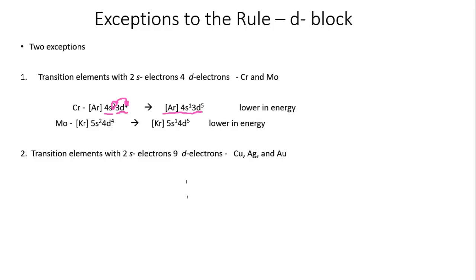Now, what would its orbital diagram look like? We'll look at chromium, so we have 4s and 3d orbitals. So this is the 4s. And this is for chromium. So we have one electron in the s orbital and 5 in the d. So chromium and molybdenum have 6 lone electrons.